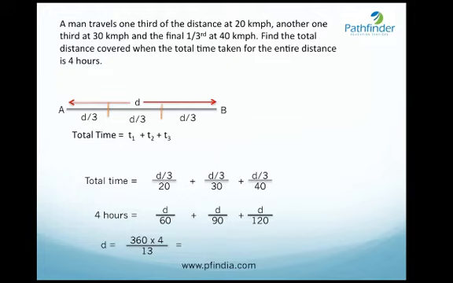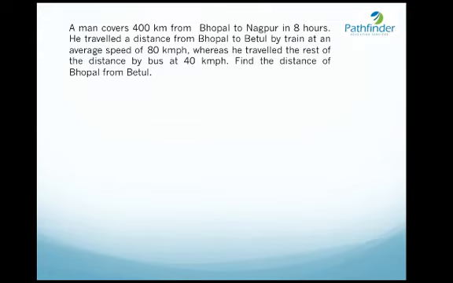So let us take a look at another example which we can solve using the same concept. A man covers 400 km from Bhopal to Nagpur in 8 hours. He travelled a distance of Bhopal to Baitul by train at an average speed of 80 km per hour, whereas he travelled the rest of the distance by bus at 40 km per hour. Find the distance of Bhopal to Baitul.